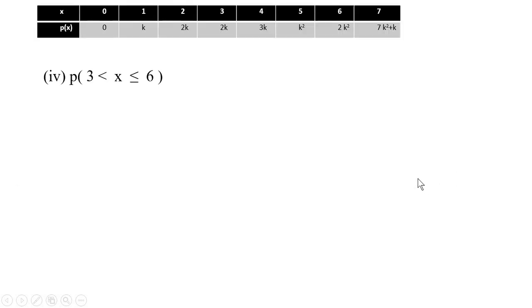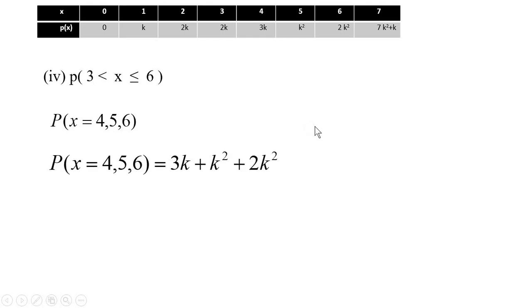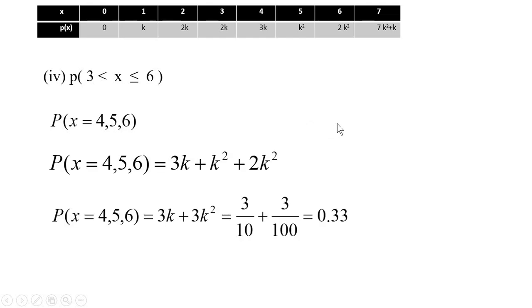Now let us discuss the next question. Find the probability that x lies between 3 and 6, excluding 3, including 6. So here x will take the values 4, 5. Look at the table, we have only 4, 5 and 6. Add those probabilities, you get the answer as 0.33.